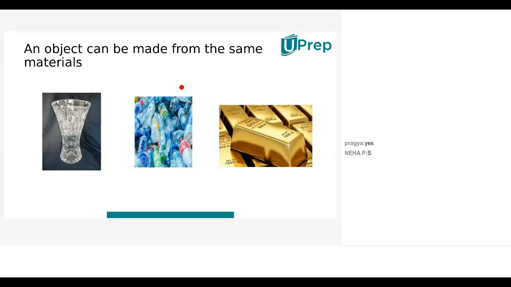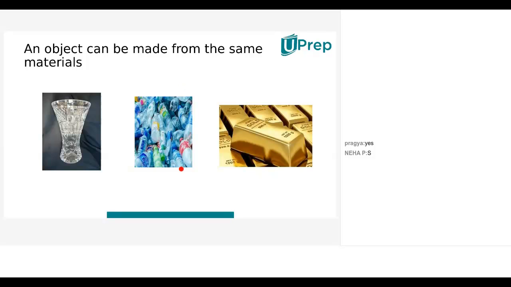Okay, so here three main criteria we have discussed. A single object is obtained from different materials. A single material is used to obtain different objects. And an object can be made with the same material. So by these criteria we can classify things: single object things, many object things, one material and one object things.